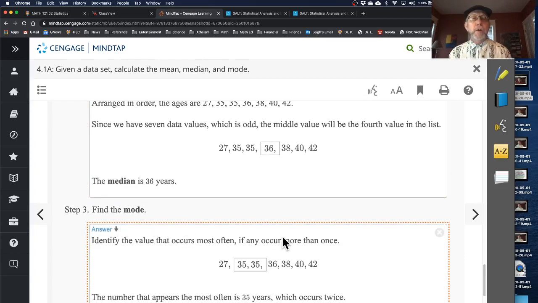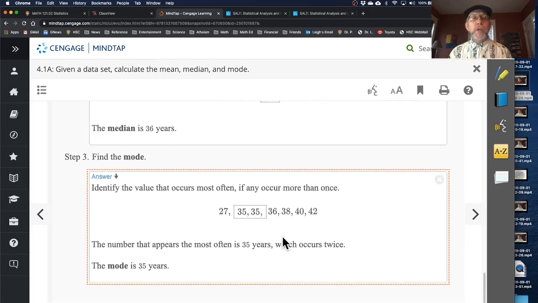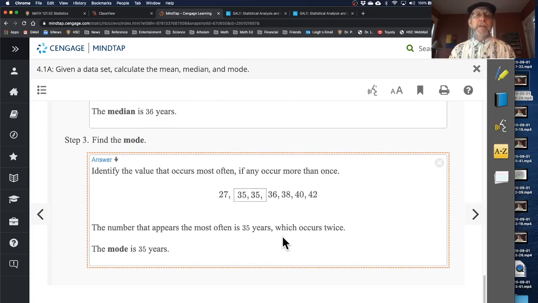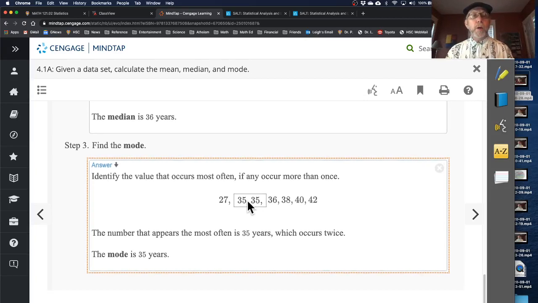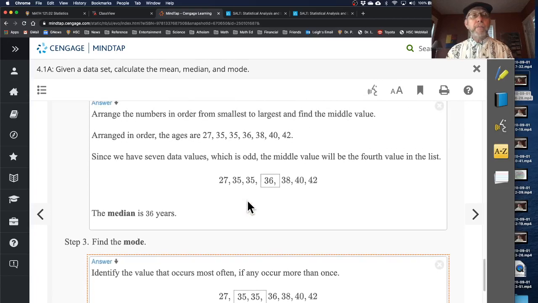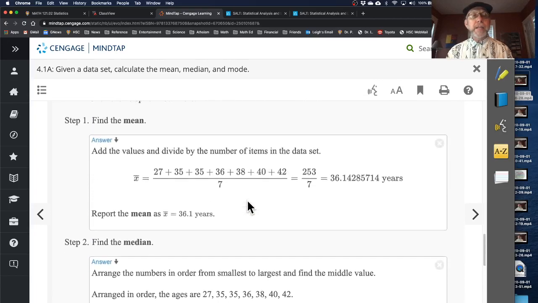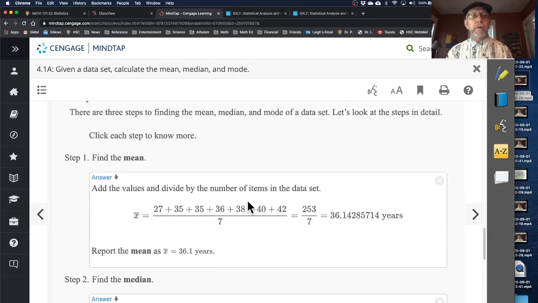And then finally, the mode. The mode is the most frequent value in the data set. So in this case, the mode would be 35. So we have a mode of 35, a median of 36, and a mean of 36.1.